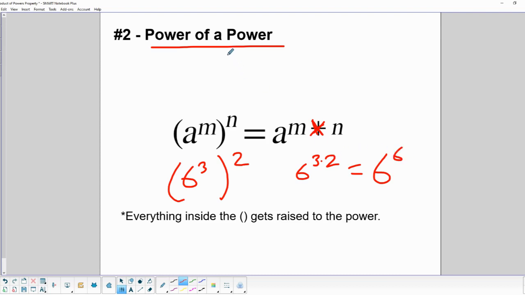So that's what you call the power of a power rule. Everything inside the parentheses gets raised to the power.